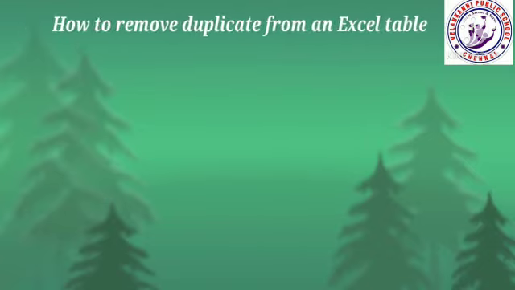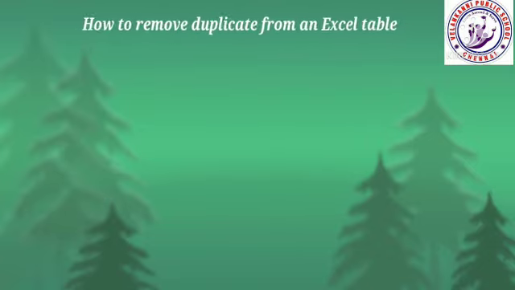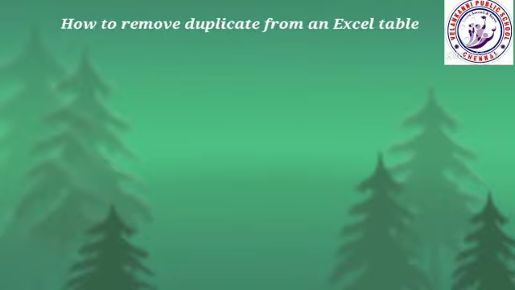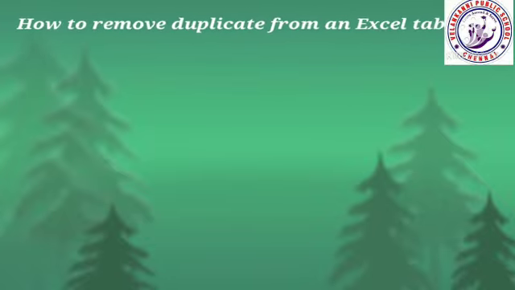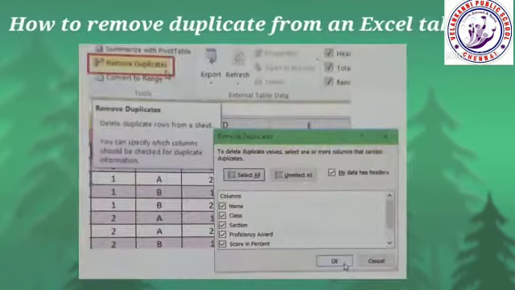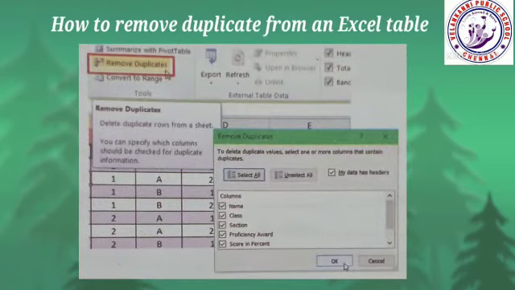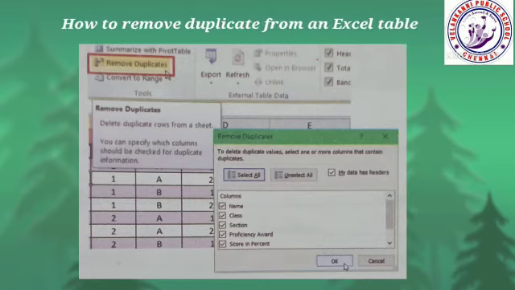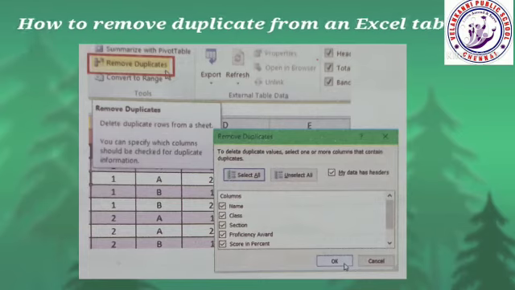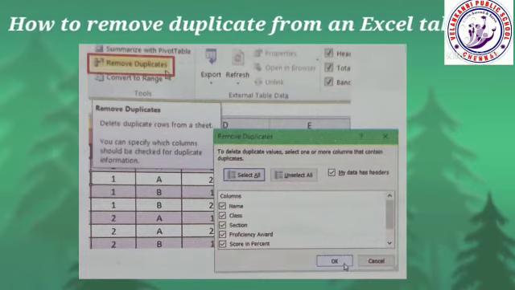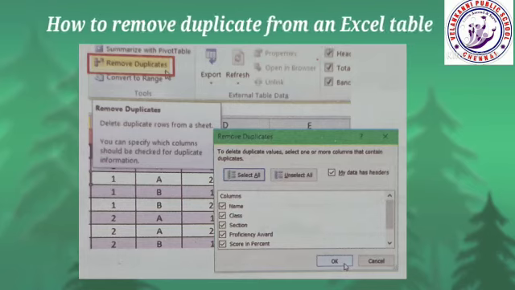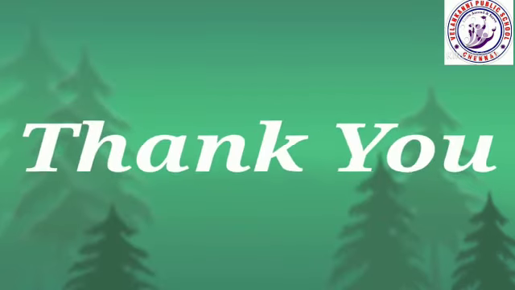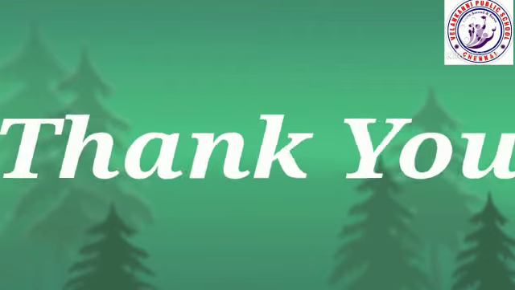Next we are going to see how to remove duplicates from an Excel table. This is another awesome feature of Excel tables. To delete duplicate rows in your table, just do the following. Step 1, go to the Design tab in the Tools group and click Remove Duplicates. Step 2, in the Remove Duplicates dialog box, select the columns that may contain duplicates. Step 3, click OK.